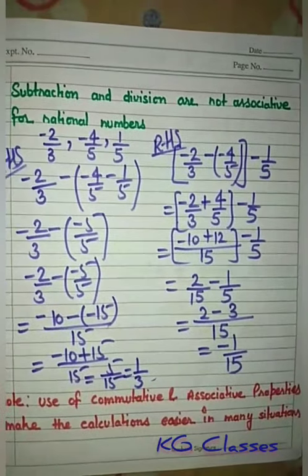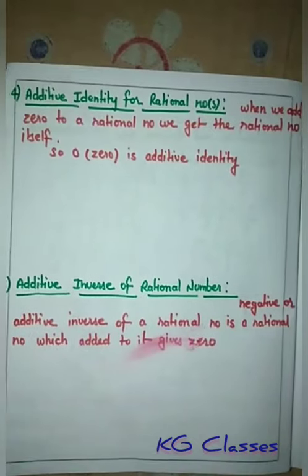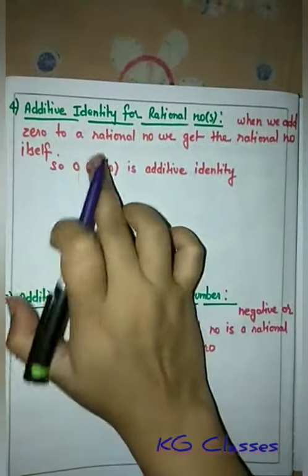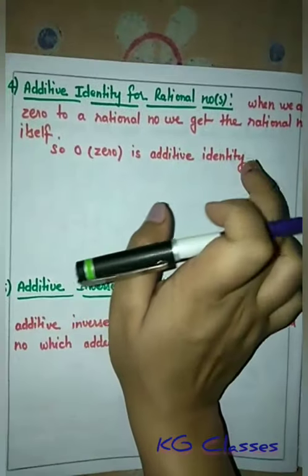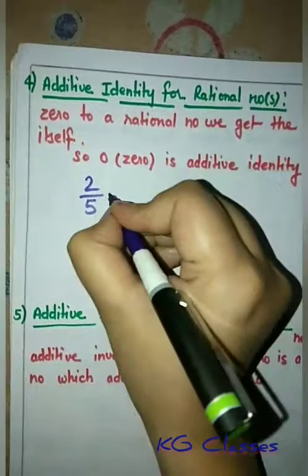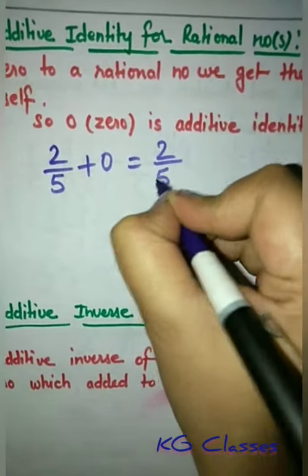So next property is additive identity for rational numbers. When we add 0 to a rational number, we get the rational number itself. So 0 is additive identity. If we have a rational number 2 by 5, we will add 0 in it. What will we get? 2 by 5 itself.